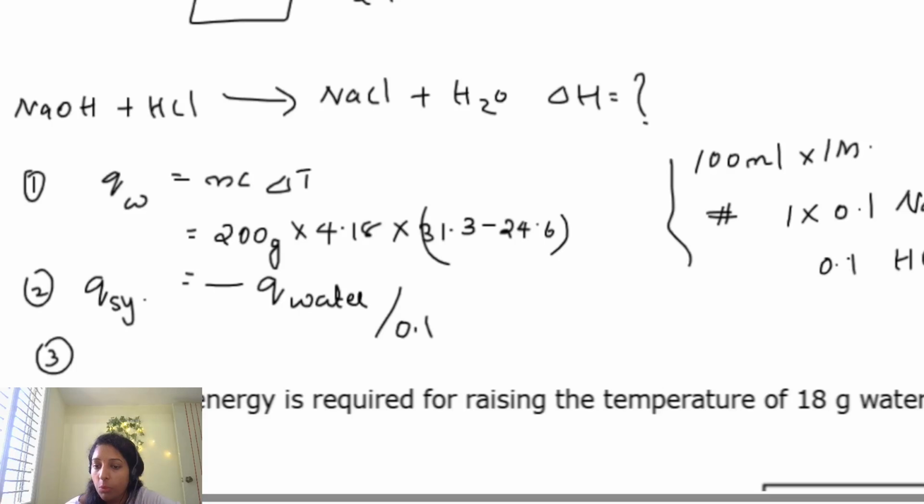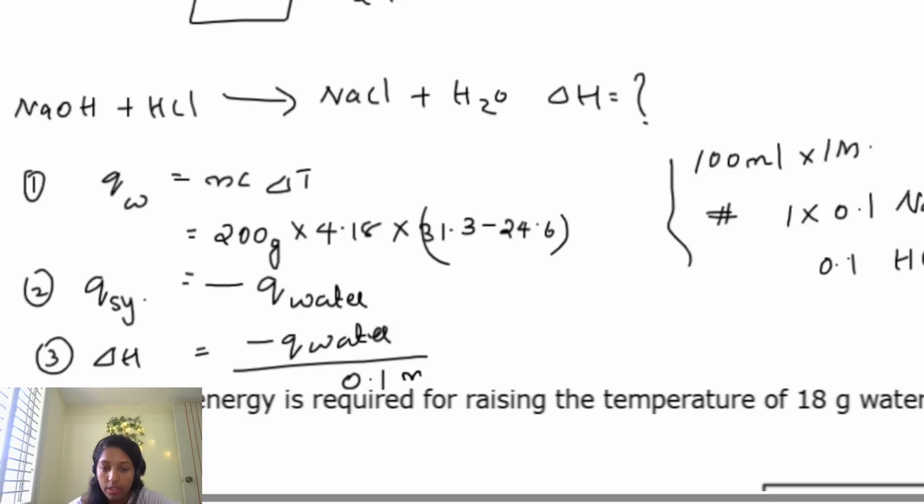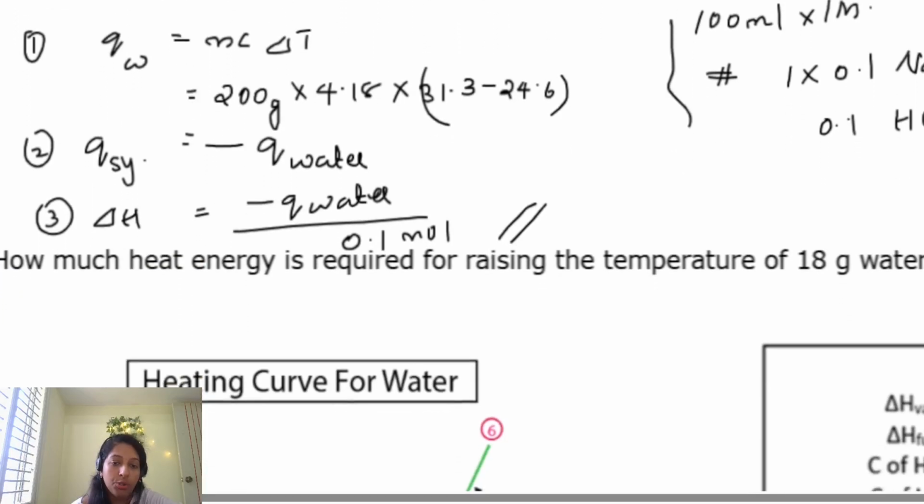So here there is no limiting reagent, or both of them are limiting reagents. Suppose one is 0.2 and the other one is 0.1, you have to go with the limiting reagent, 0.1. So Q system, what I am telling is delta H. Delta H is for 1 mole of reaction. So what you got is the negative of Q water. If a limiting reagent is involved, use the limiting reagent number of moles. When you divide by 0.1 mole, you get it per mole. So that is all about the delta H. This kind of calorimetric question can also be there.